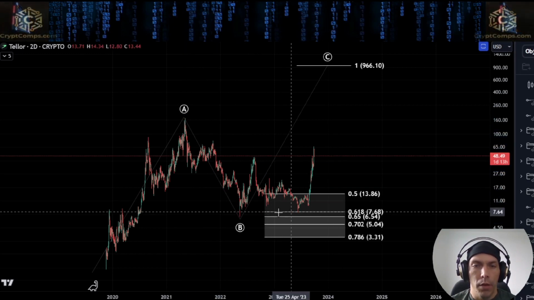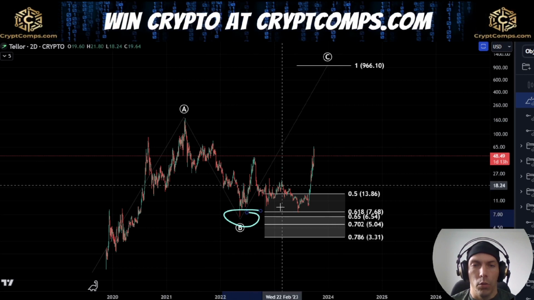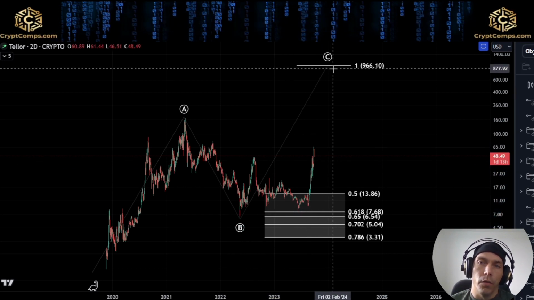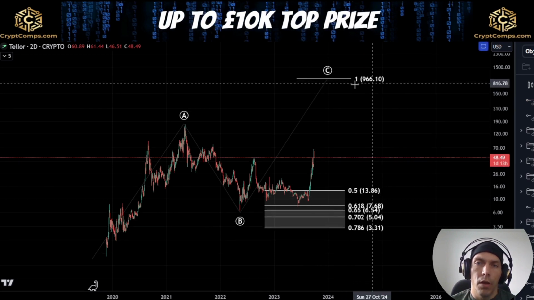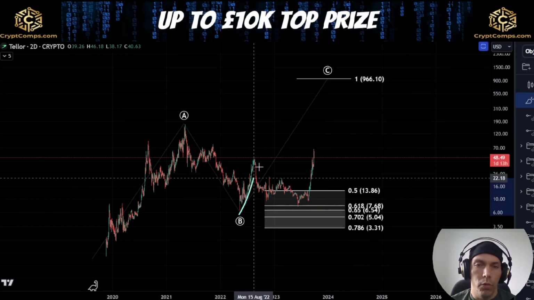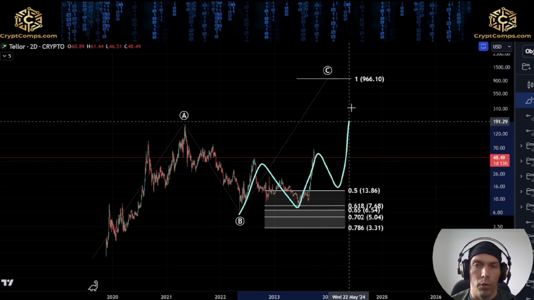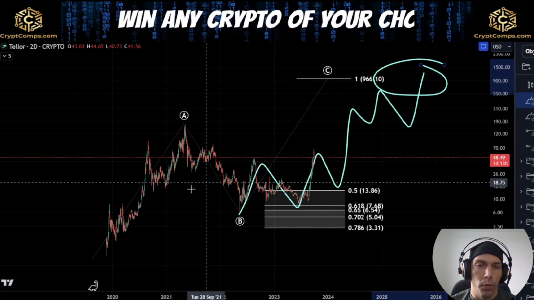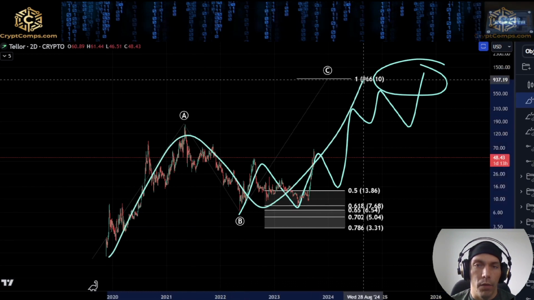Once again, same idea here. We did come back down into this golden pocket area and we have started to move to the upside. If we are looking at this as a C wave, the 1-to-1 target is actually up here at this 966. So if we do get this as 1, 2, potentially another 1, 2, 3, 4, 5, 4, and 5, I'm also going to be keeping an eye out for that possibility that this could just be a bigger ABC pattern.